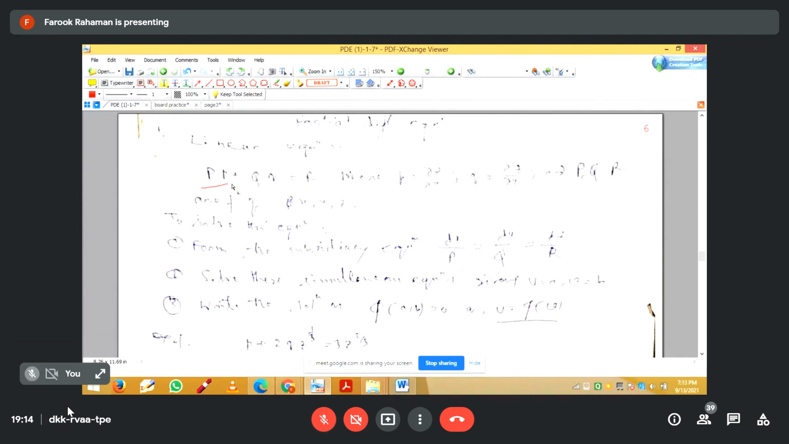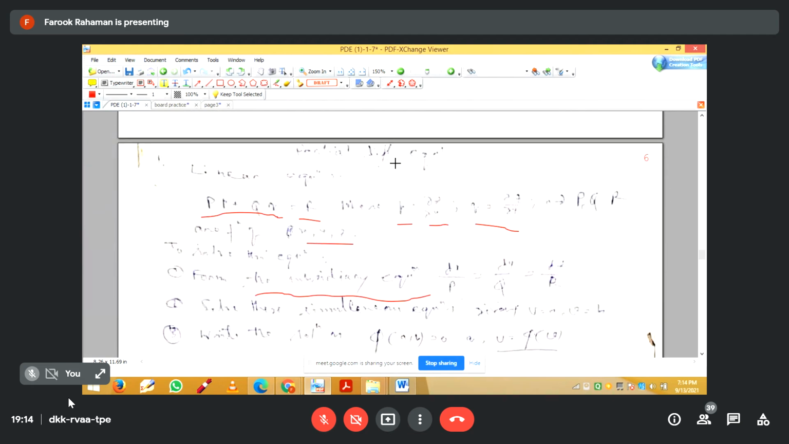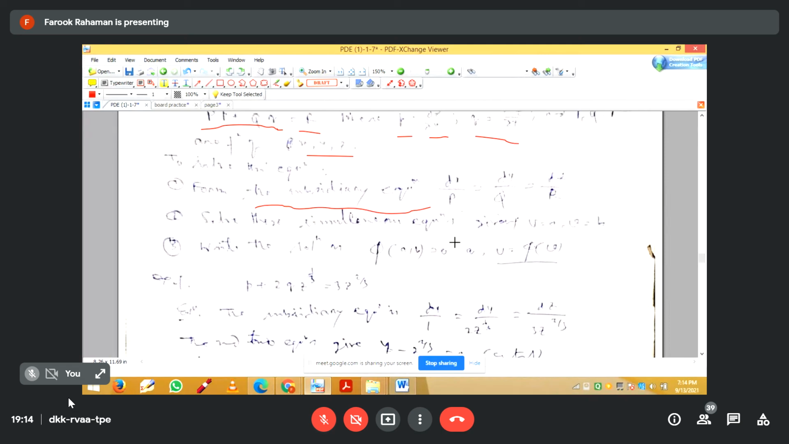Suppose this is a differential equation: capital P, small p, capital Q, small q, and r, where P is with respect to x, Q with respect to y, and P, Q are functions of x, y and z. Now to solve the equation, we first form the subsidiary equation from the given equation, and try to solve these simultaneous equations.